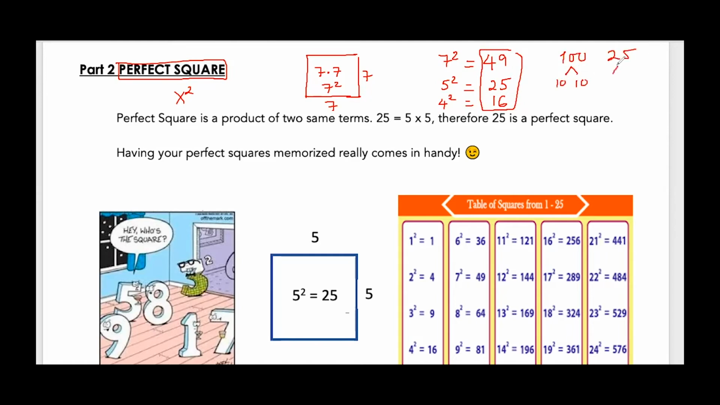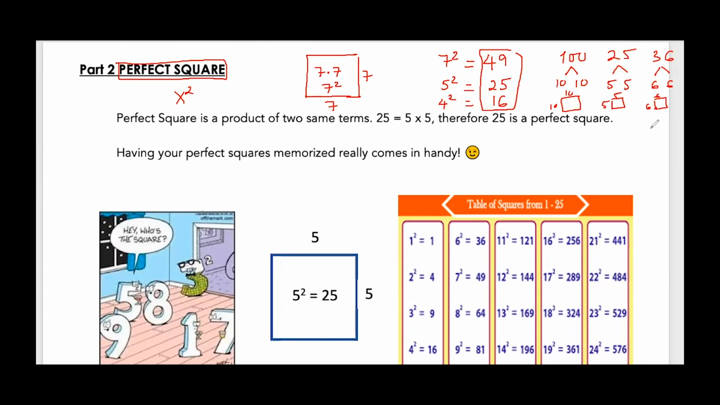25 is a perfect square of two same numbers, 5 times 5. 36 is 6 times 6. So what gives you a square, if you're going to draw them out, is a square 6 by 6. If you draw them out, 5 by 5. If you draw them out, 10 by 10.